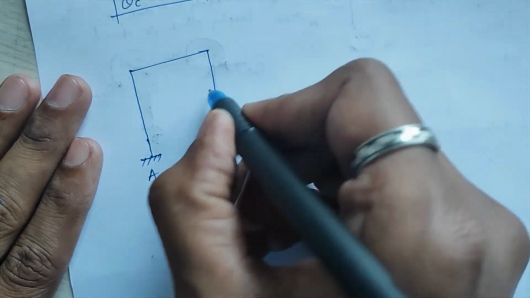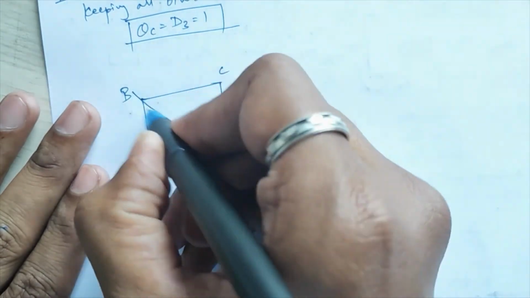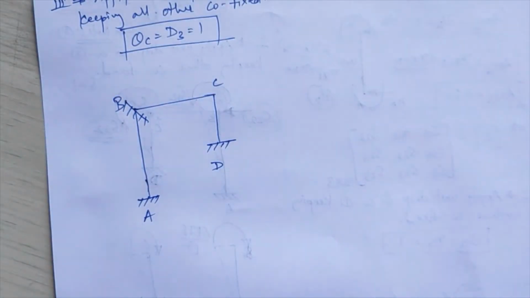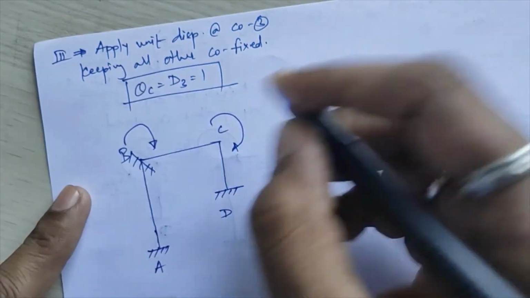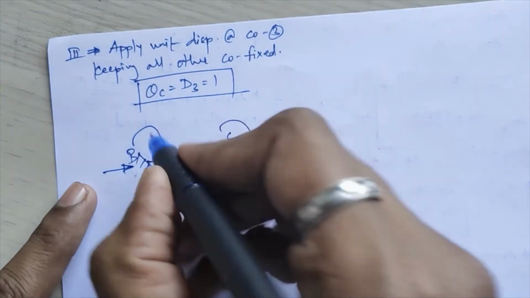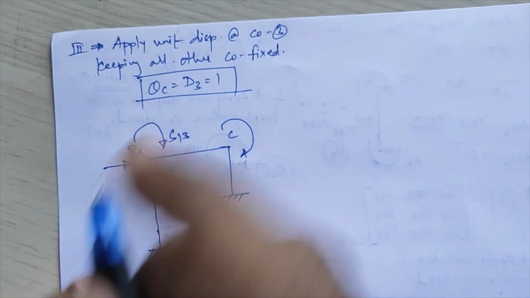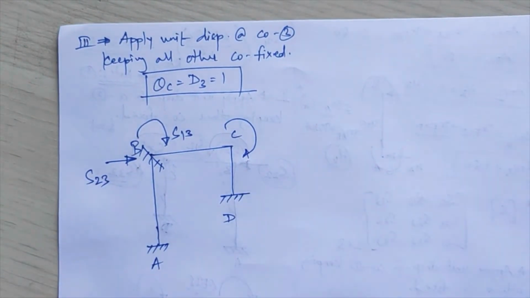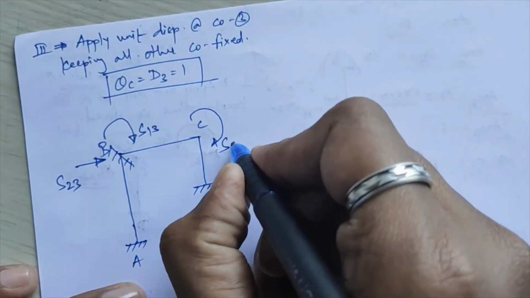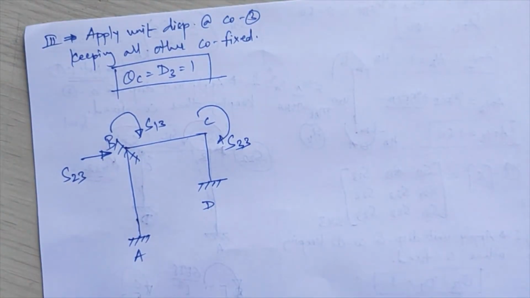Joint A is already fixed, joint D is also fixed here. Here you have joint B and joint C, and B is also fixed. Now I'll mark the stiffness coefficients at the first, second, and third coordinates. This will be the stiffness at the first coordinate when unit displacement is applied at the third, the stiffness at the second coordinate when unit displacement is applied at the third, and the stiffness at the third coordinate when unit displacement is also applied at the third. I will get that as S33.